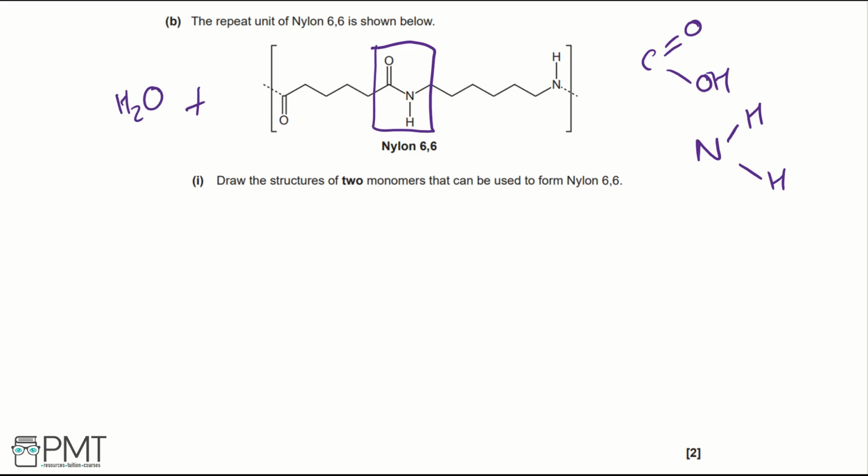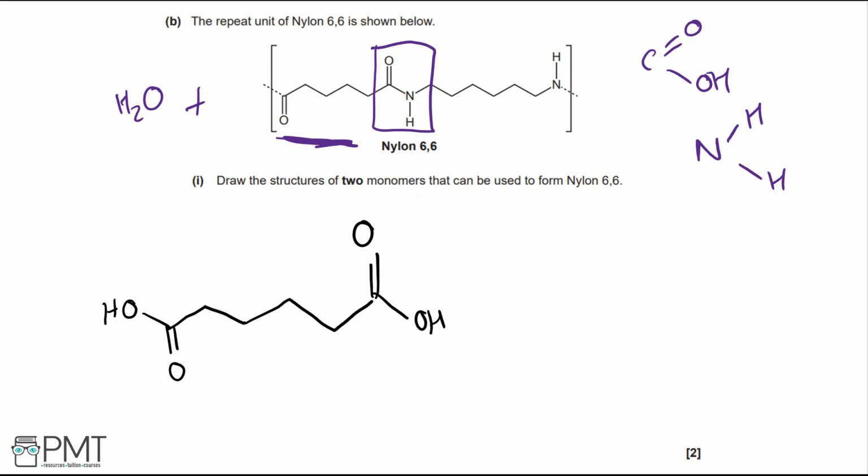So, our carboxylic acid, well, we can already see where it's going to come from based on the polymer. It's going to come from this section of the molecule. And so we can just draw the remaining parts of the polymer, but as carboxylic acid groups. Just double checking we've got the right number of carbons. 1, 2, 3, 4, 5, 6. 1, 2, 3, 4, 5, 6.